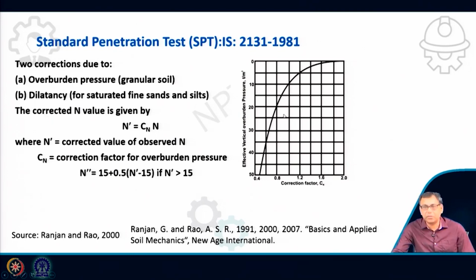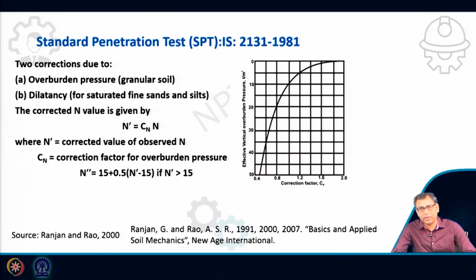From the chart, suppose we are working at a depth of H. At that depth, we calculate the effective overburden pressure. If the effective overburden pressure is 100 kilonewton per meter square, then no correction is required, because the Cn value will be 1, so N dash will be equal to N. But if the effective overburden pressure is more than 100, then we have to reduce that N value. Basically, we are doing the normalization.